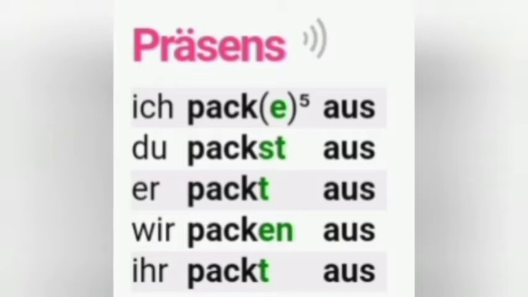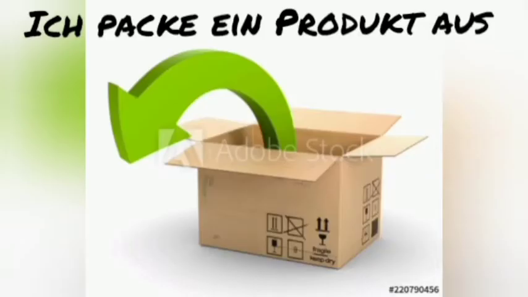Let's have a look at the following picture in order to understand it more. As you can see here, we separated the verb within this sentence. Ich packe ein Produkt aus means I take it out of the box. Let's start with the third and last one, umpacken.